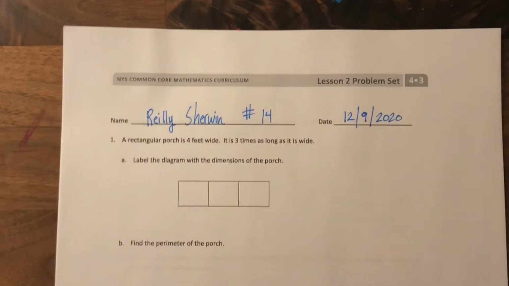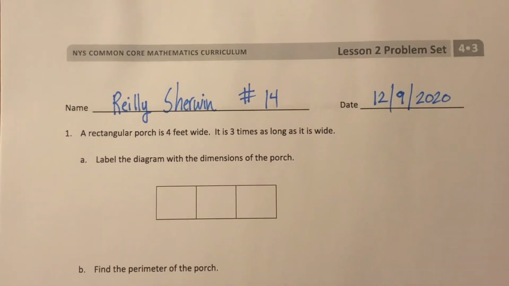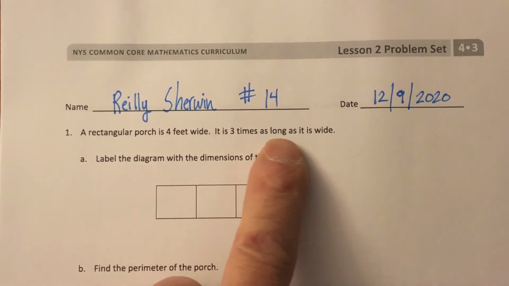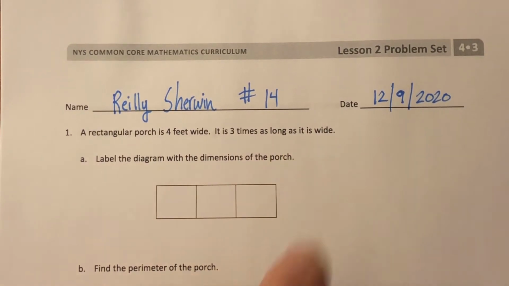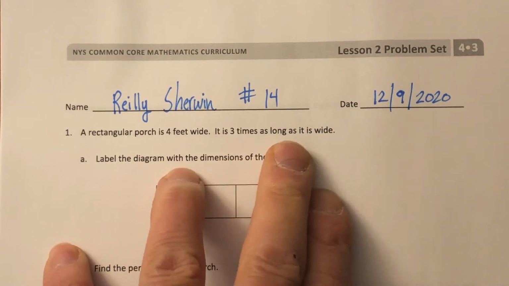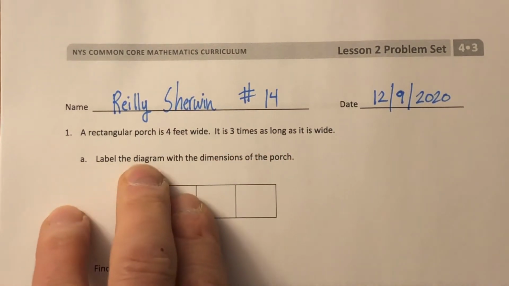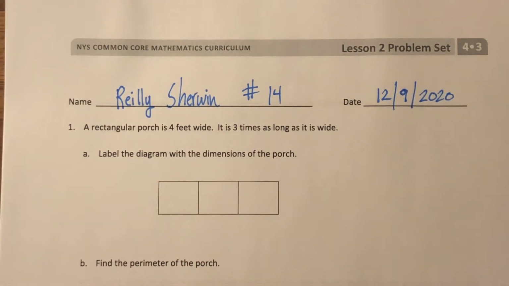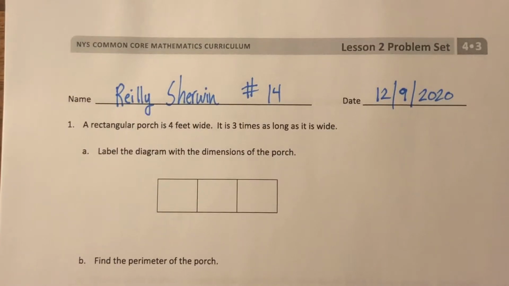Now what we're going to do is read the problem. So I'm going to zoom in on this problem, all right, and talk about a rectangular porch is 4 feet wide. It is 3 times as long as it is wide. Okay, so there's that multiplicative comparison, all right? It is 3 times as long as it is wide. I'm going to label the diagram with the dimensions of the porch. Okay, dimensions. You often see dimensions as a 3 by 7 or a 4 by 8, okay, or a 2 by 4, a lot in lumber world, okay?